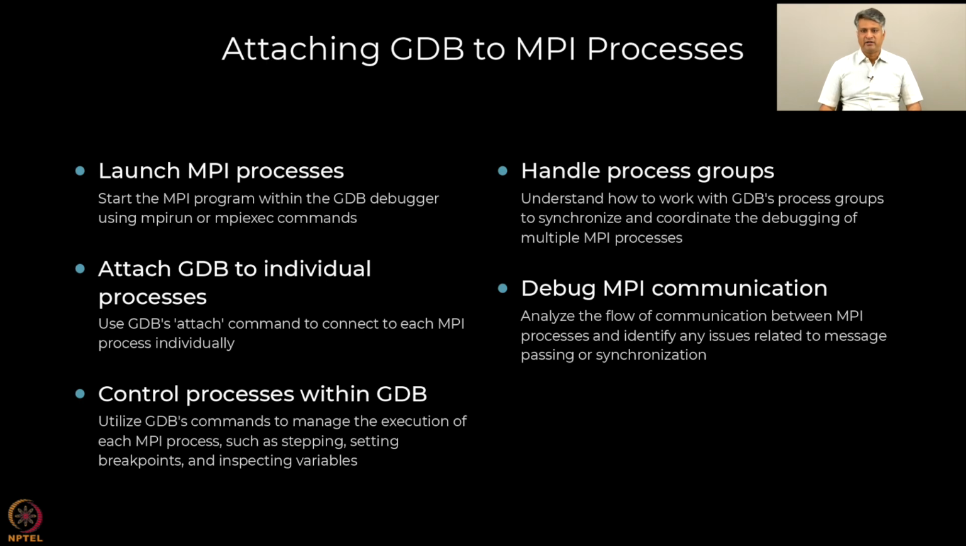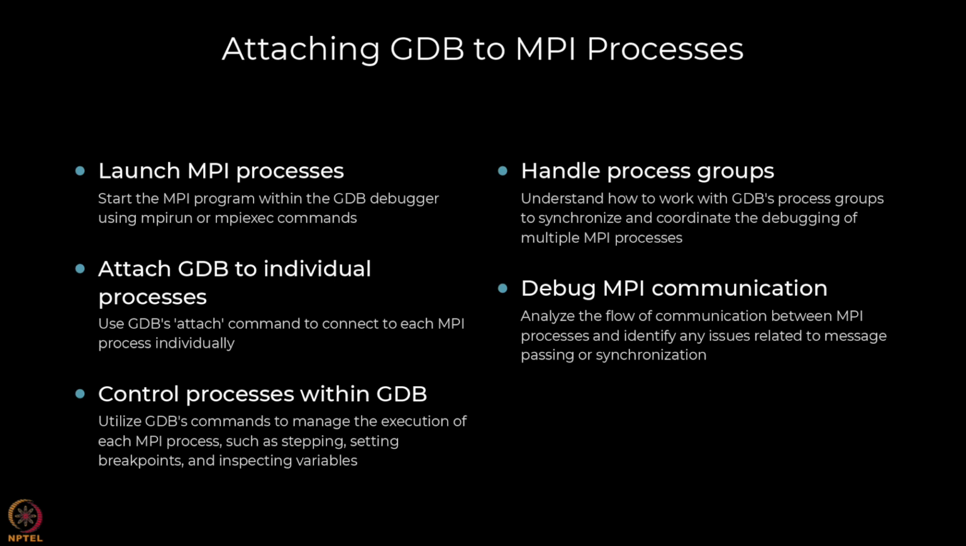We need to understand how to work with GDB's process groups to synchronize and coordinate with the debugging of multiple MPI processes. Remember, when this is taking place, you essentially have multiple programs running across multiple cores or multiple nodes, and each has to be treated as an individual standalone program to which GDB is applied. To debug MPI communication, we need to analyze the flow of communication between MPI processes and identify any issues related to message passing and synchronization.